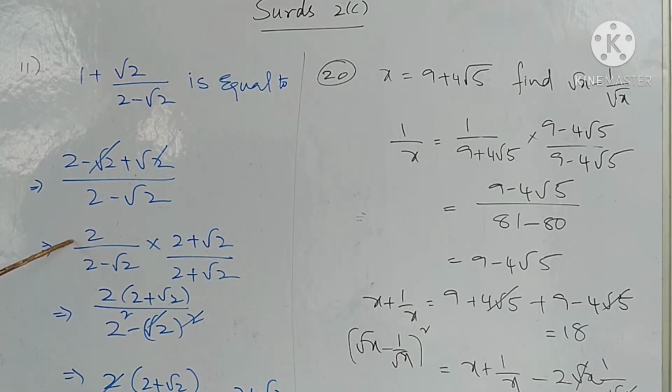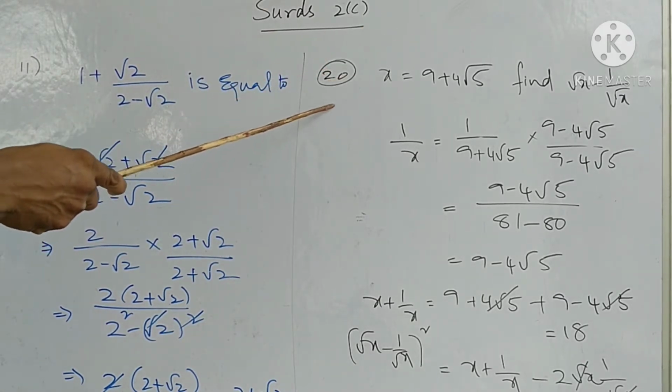Numerator is 2 into 2 plus root 2. Denominator is 2 square minus root 2 square. So here 4 minus 2, result is 2. Numerator is 2 into 2 plus root 2. Here 2 cancel. Result is 2 plus root 2. This is option A. First one, option A is correct.